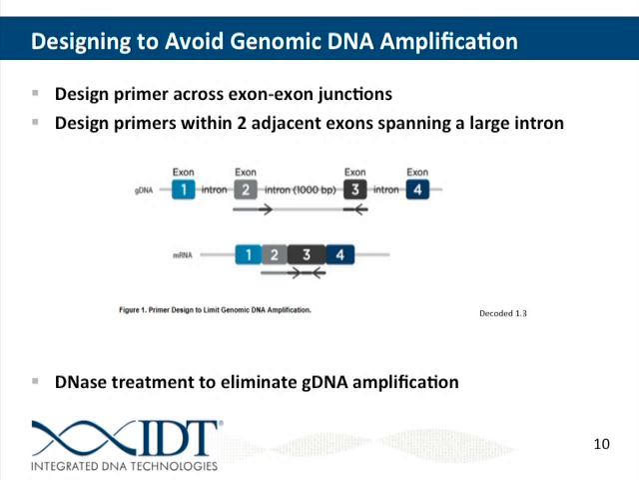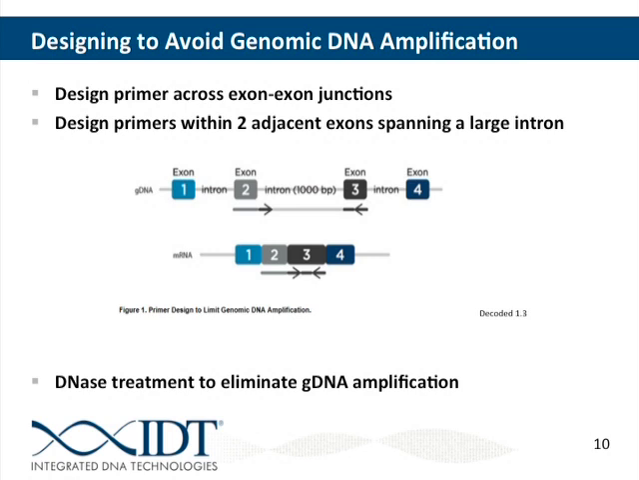So if you've got a large intron between where your two primers lie down, the likelihood of that amplifying, even if there is genomic DNA present, is slim to none. So you can guard against that in your design. And then, as always, DNase treatment is essential for eliminating potential genomic DNA contamination.